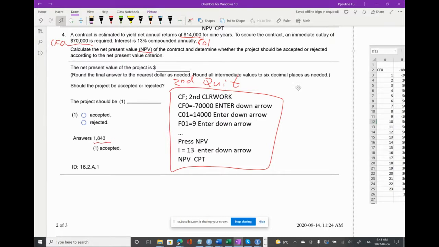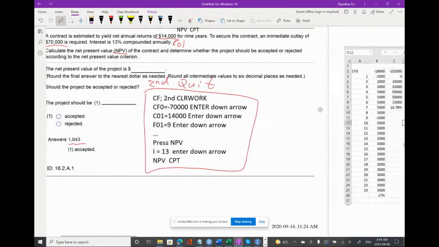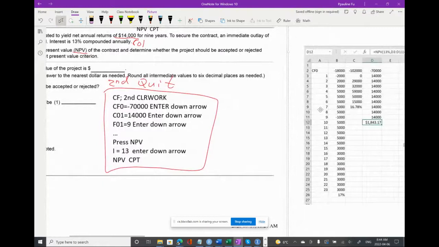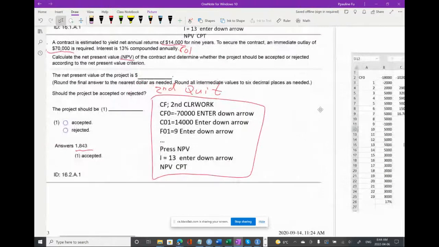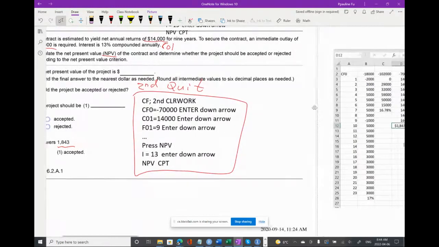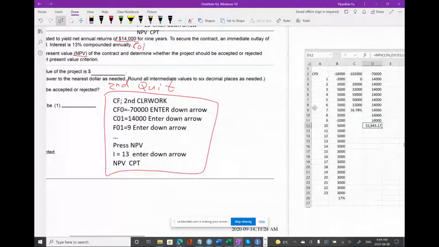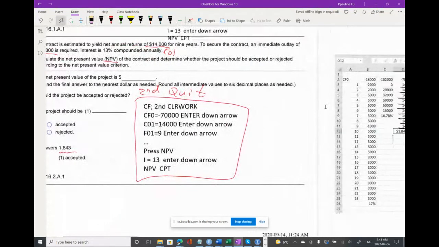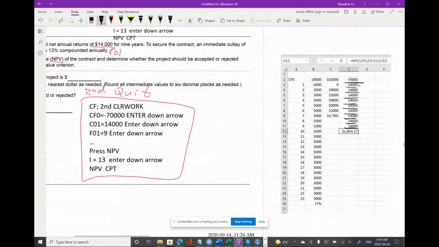Now for this question I will use two methods. Method 1, use Excel. This contract will produce 14,000 for 9 years. So 14,000 for 9 years. And the immediate outlay is 70,000. So this 70,000 is a negative number. It is CF0.